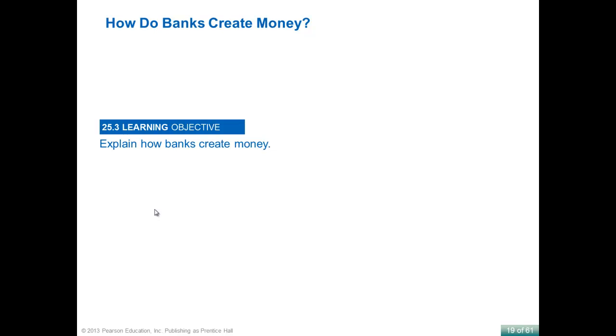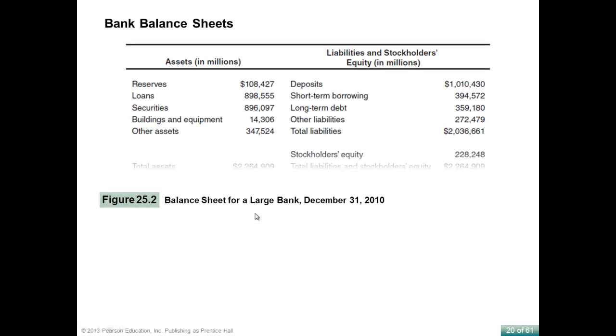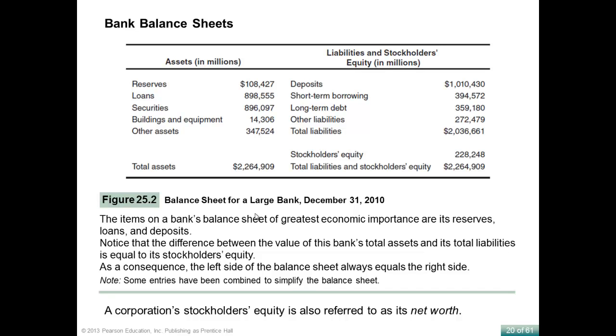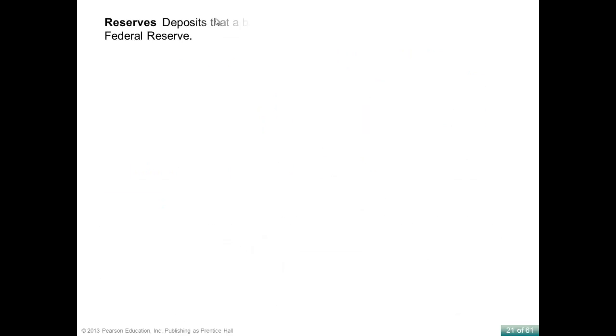We're going to move on to 25-3, which is to explain how banks create money. A bank creates money by actually giving out loans. If you look here, loans are an asset to a bank. Now, it's a debt for you and I personally if we take out a loan, but to a bank, it's an asset. This is how banks make money.